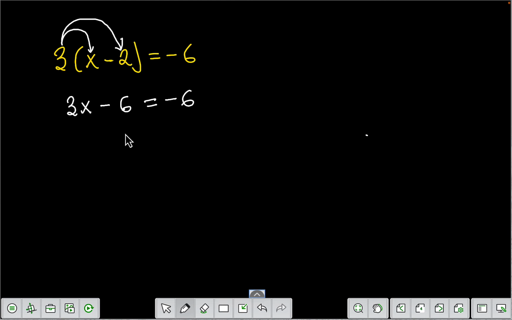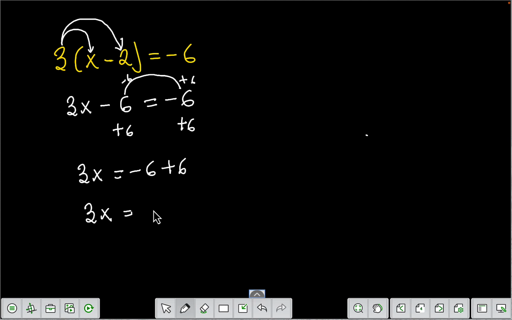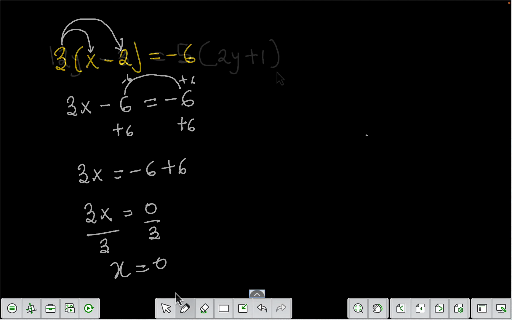Right? So we can add 6 to both sides. Or we can transpose this one. It is negative 6 here, so it becomes positive 6 there. It's the same principle, right? So we're going to have 3x equals negative 6 plus 6, which is the same as 3x equals 0. Divide both sides by 3. x is equal to 0.